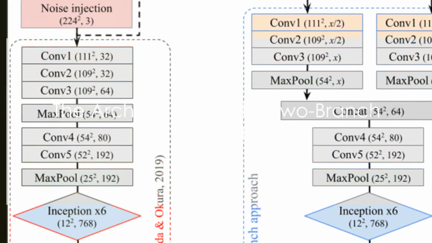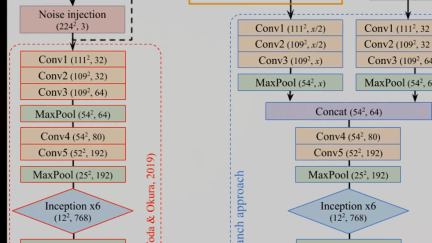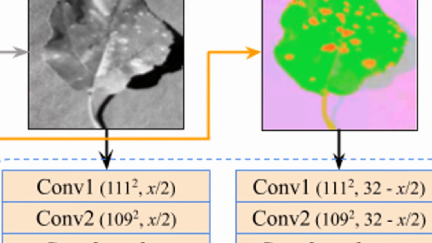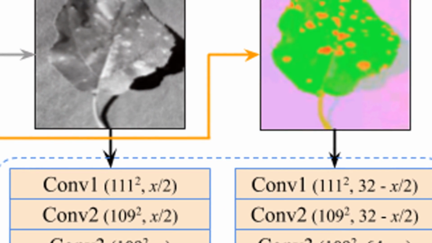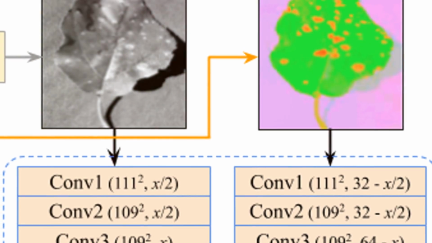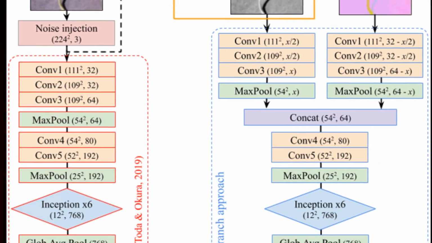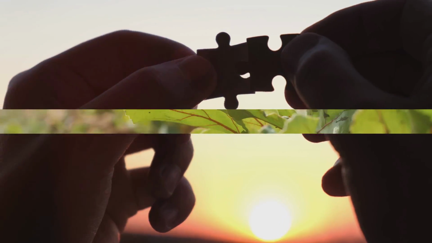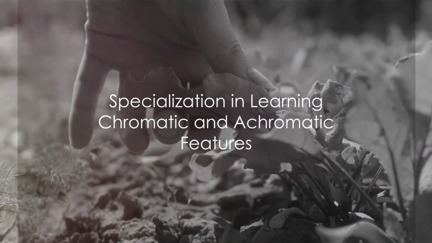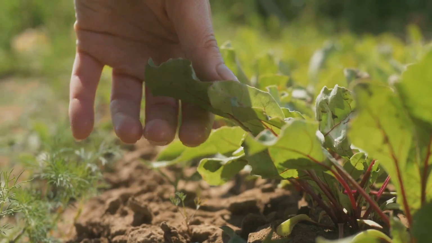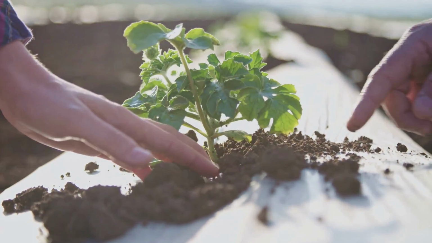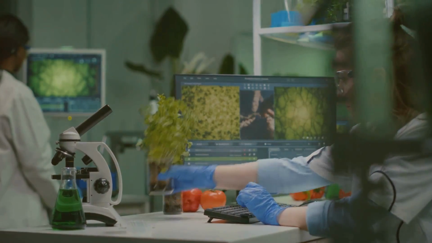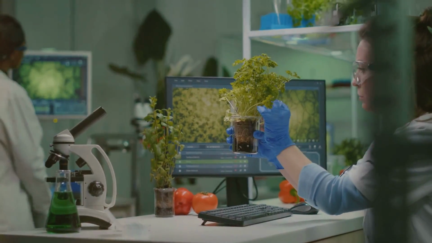This new architecture divides the first three layers of the Inception V3 model into two branches, one for the L channel and another for the AB channels, computed from the input RGB image. Then, the output from each branch is concatenated to follow the rest of the network as in the baseline. In essence, the two-branch DCNN proposed in this study specializes in learning chromatic and achromatic features from the CIE Lab color space. This results in a more efficient and effective plant disease classification.